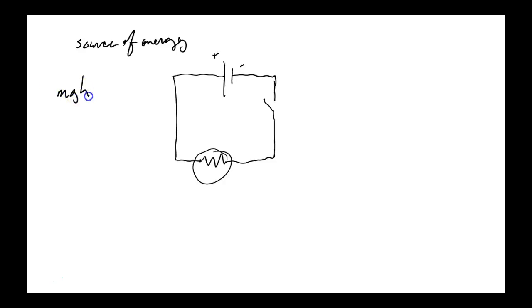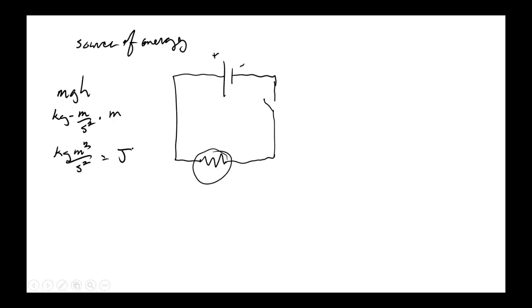Mass, g, h, and mass was measured in kilograms, acceleration due to gravity in meters per second squared, and the displacement was measured in meters. So it's a kilogram meter squared per second squared. But we had a special name for that. Anyone remember? Joule. That's a joule. That is exactly a joule.